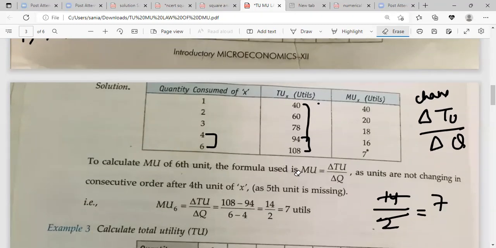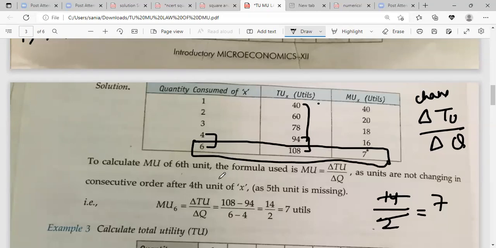So you can write it down. This will help you. Just mark the exception by making a line over here so that you'll find it out, this was something unique. And just write the formula for MU6. How will you find MU6? Ma'am, delta TU divided by delta Q. This is how you will find delta TU, this is how you will find delta Q, and the answer will be this. Clear? Yes, ma'am.